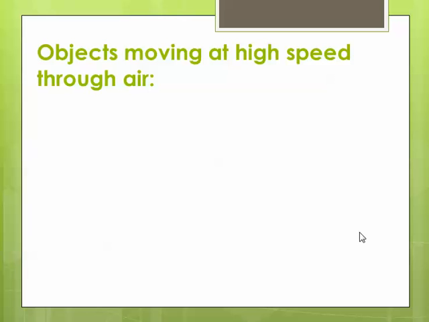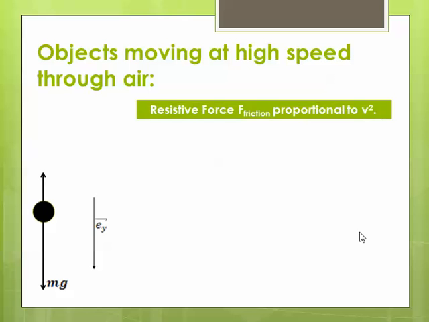So we consider objects moving at high speed through air. Again, here our coordinate system. The y-axis is pointing downwards. This is our object that we consider. The weight pulls the object downwards. The weight is given by m times g. Now, if we consider the air resistance, here we see it. It is somehow given by v squared.